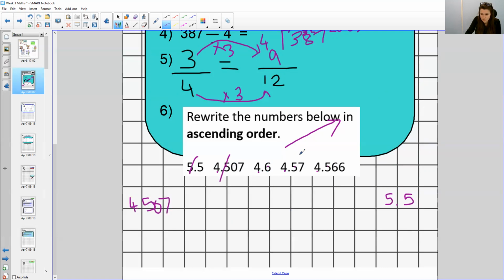Okay, my next smallest is between 6 hundredths and 7 hundredths. So it will be the 6 hundredths, then the 4.757, then the 4.6. So ordering in ascending order is nothing to do with the length of the number. It's about the digits in each place.